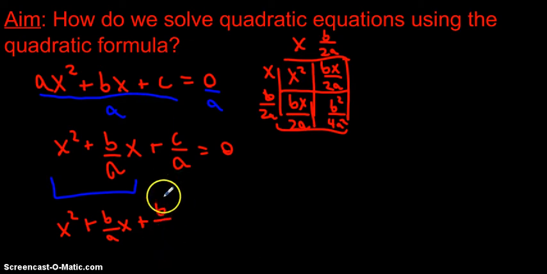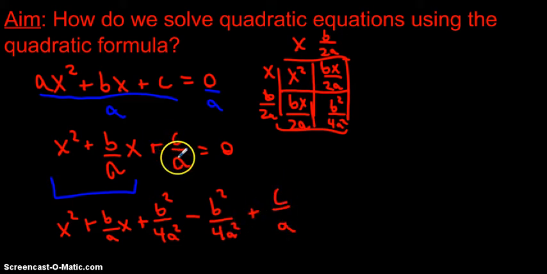Alright? So this becomes x squared plus b over a x plus b squared over 4a squared, minus b squared over 4a squared plus c over a. So what we've done is we've added b squared over 4a squared, but we're not allowed to just add anything unless we compensate. So we're compensating for that by subtracting it as well.